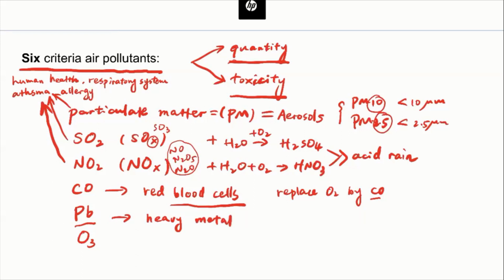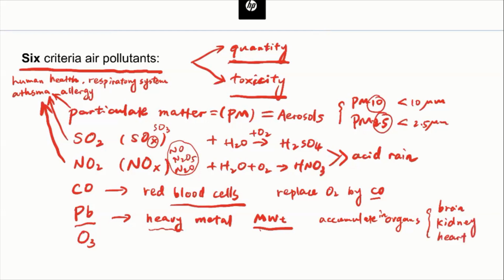So by calling them heavy metal, we basically mean its molecular weight is pretty high, right? So it has a high molecular weight, and also because it's quite inert, so it's going to accumulate in our human body, especially in some organs. For example, brain, kidney, and let's say heart, okay?